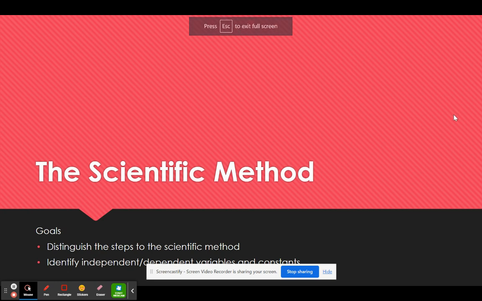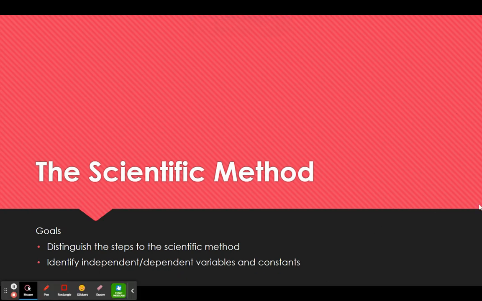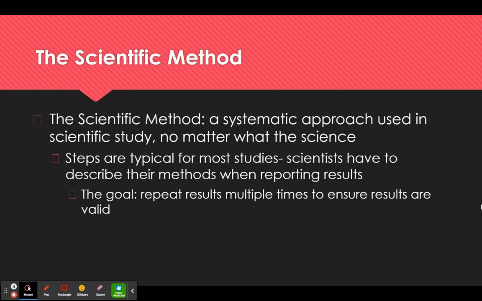Hi everyone. Today we're going to be talking about steps in the scientific method and how you can look at an experiment and identify things like the independent variables, the dependent variables, and any constants that would be present in that particular experiment.